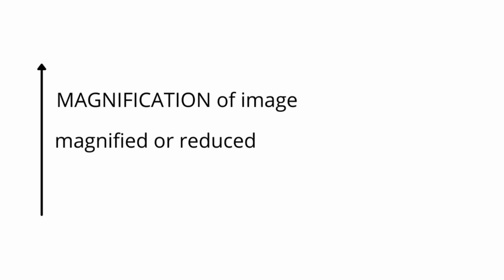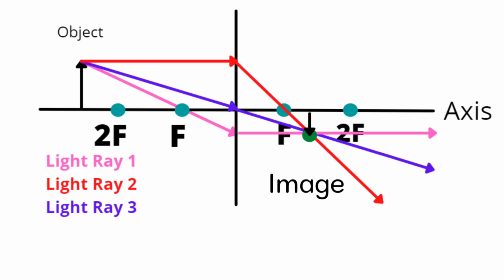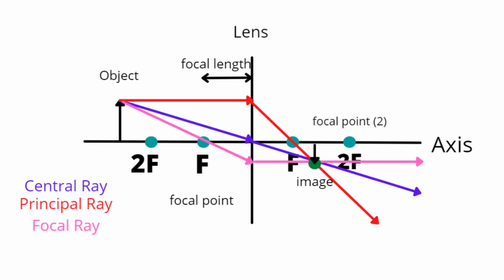The last will be the image magnification, or simply, how is the image size compared to the object? The image is said to be magnified if it is bigger than the object, and reduced if it is smaller.